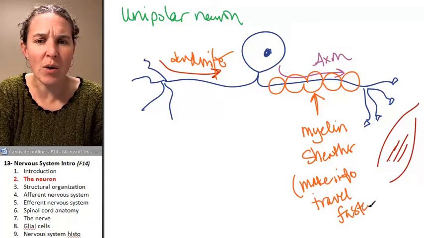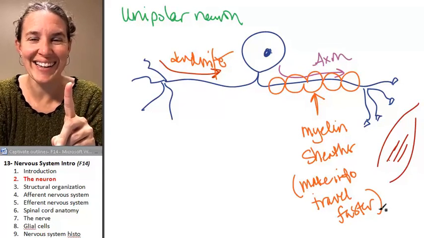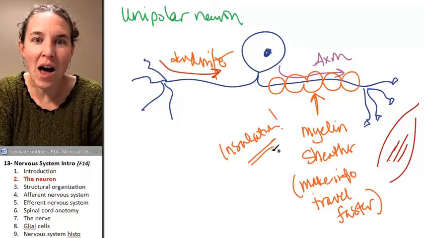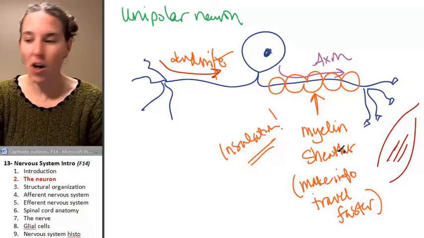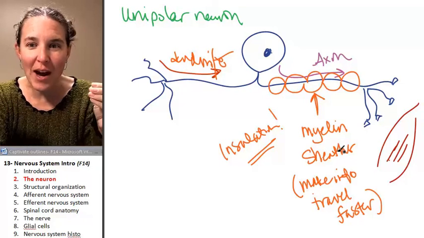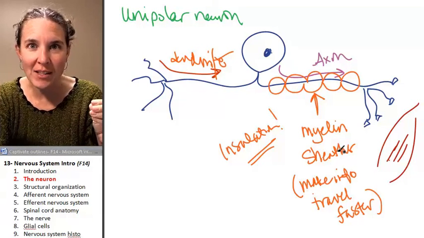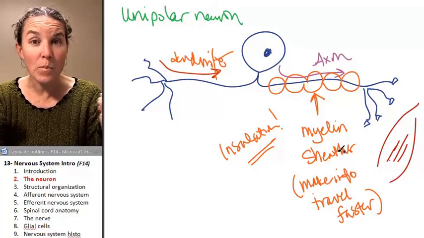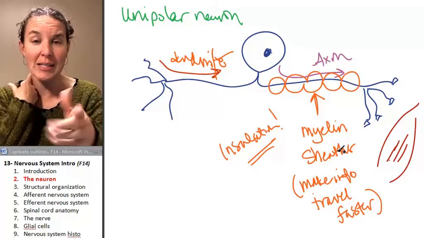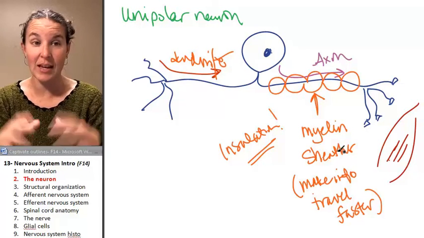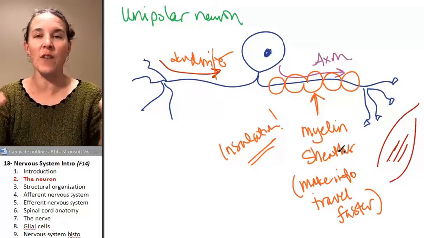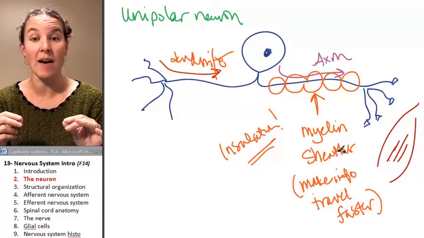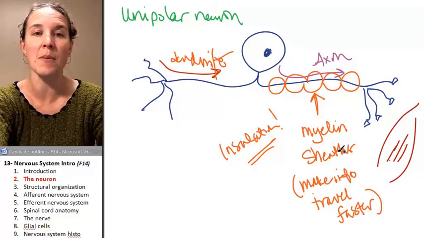And what was our info? Electricity. So it's like insulation. True story. So these are like a copper wire. The information, electricity, will travel faster and more efficiently through an insulated copper wire than through a non-insulated wire. And it's the same thing with your axons. If they have myelin around them, this fatty protective insulation, then the information will travel faster than if they do not have this sheath of myelin around them.